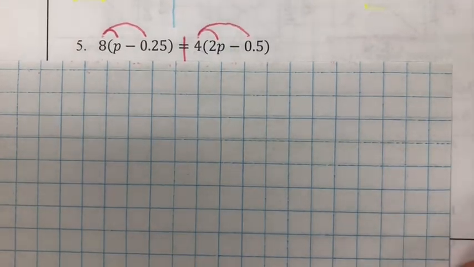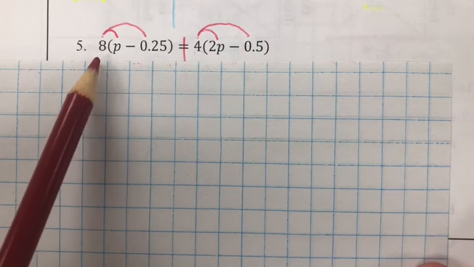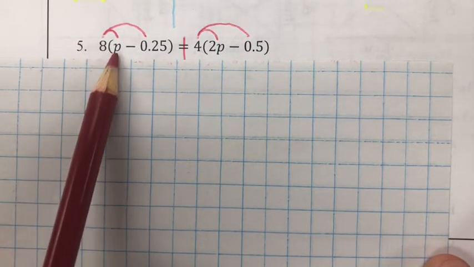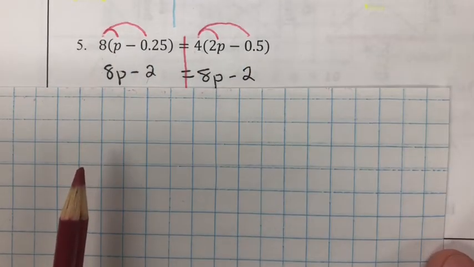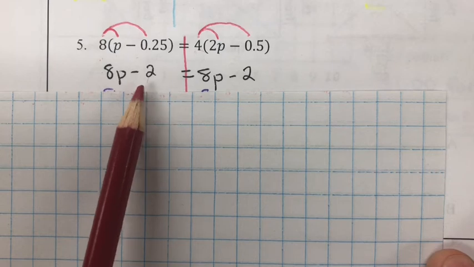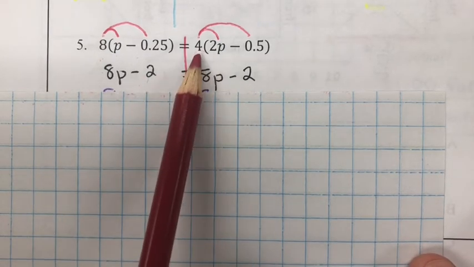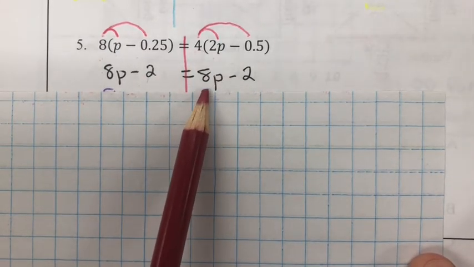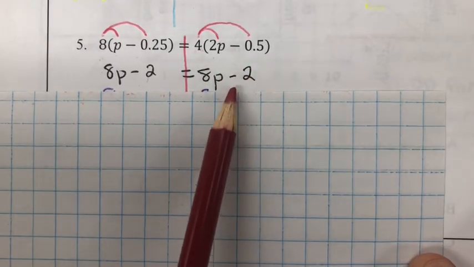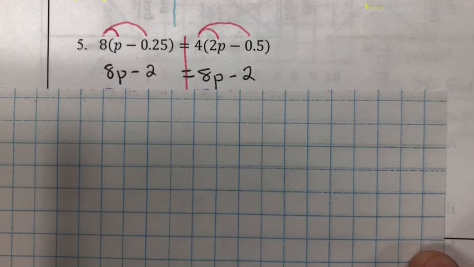For number 5, we're going to simplify first by distributing. So 8 multiplied by p is 8p. 8 multiplied by a negative 25 hundredths is negative 2. 4 multiplied by 2p is 8p. 4 multiplied by a negative 5 tenths is negative 2.